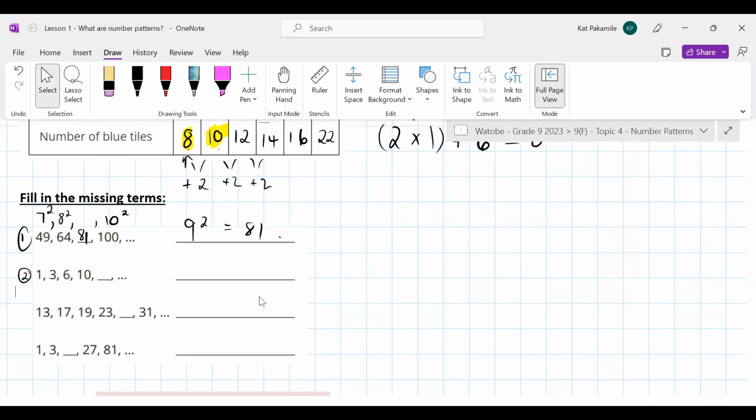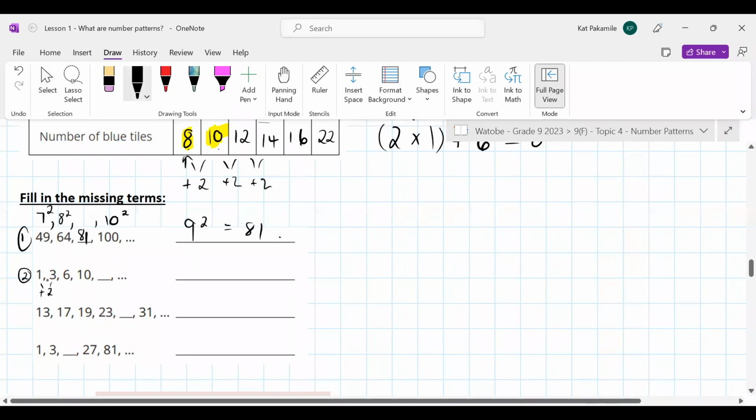And Amashe is decades ahead of us. Major shout out, Amashe. We are adding multiples of 2. 1 to 3, we added 2. But 3 to 6, never mind. It's not multiples of 2. 1 to 3, we added 2. 3 to 6, we added 3. 6 to 10, we added 4. Do you see that?